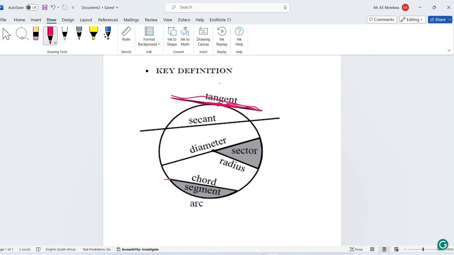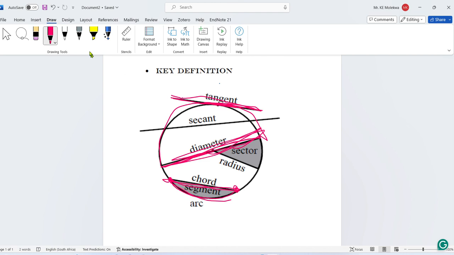A chord is a line that touches the circumference of the circle here and goes towards another point on the circumference. So this is the chord. And then here we have the arc. This is the arc here. An arc works with the chord in a way. Even this one here is an arc, because it is subjected to this line. But this line is not an arc.